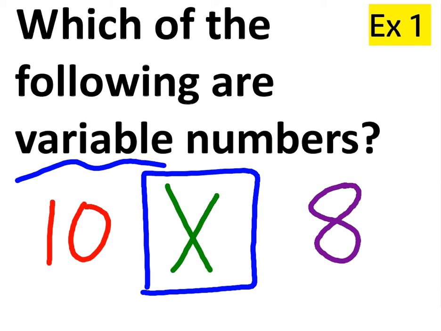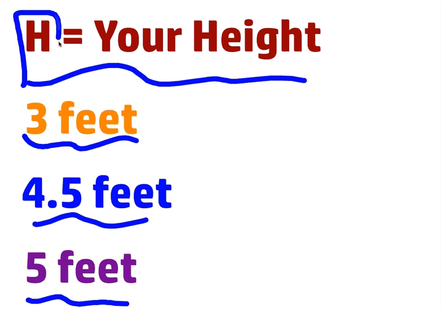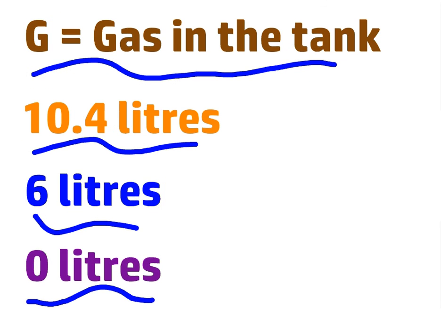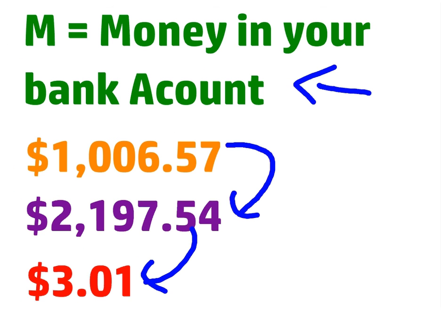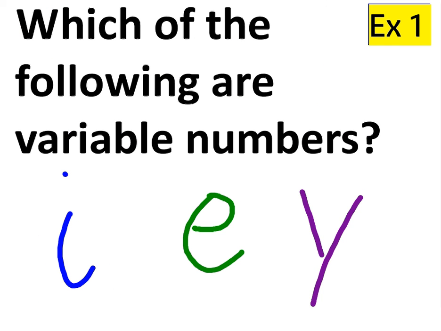And sometimes, of course, the letter itself might be short for something, like H for height, for example, which I believe, yes, like right here. See, H is short for height, so that makes sense that we'd use the letter H. G is short for gas, so we can use that for a variable. And M represents money in your bank account, so why not use that instead of x? A lot of times it just makes more sense to use those letters.